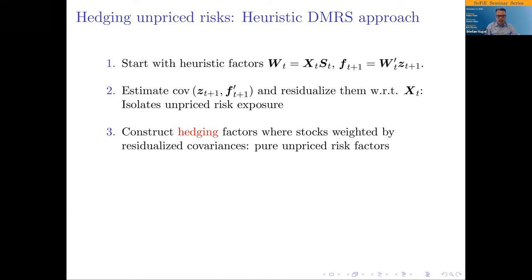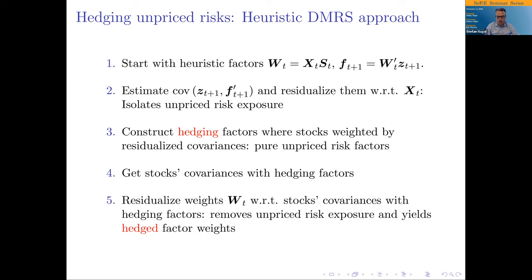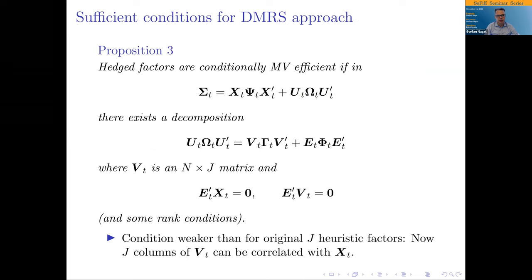Okay, and now you construct hedging factors where you take these residualized covariances and use them to weight stocks into portfolios. Now you get factors that are basically pure unpriced risk factors. And now you look at how stocks covary with these pure unpriced risk factors. And once you have these covariances, you take your original weights and residualize them with regard to those covariances with these pure unpriced risk factors. That removes unpriced risk exposure and gives you hedged factor weights. And then you use these hedged factor weights to construct your factors.